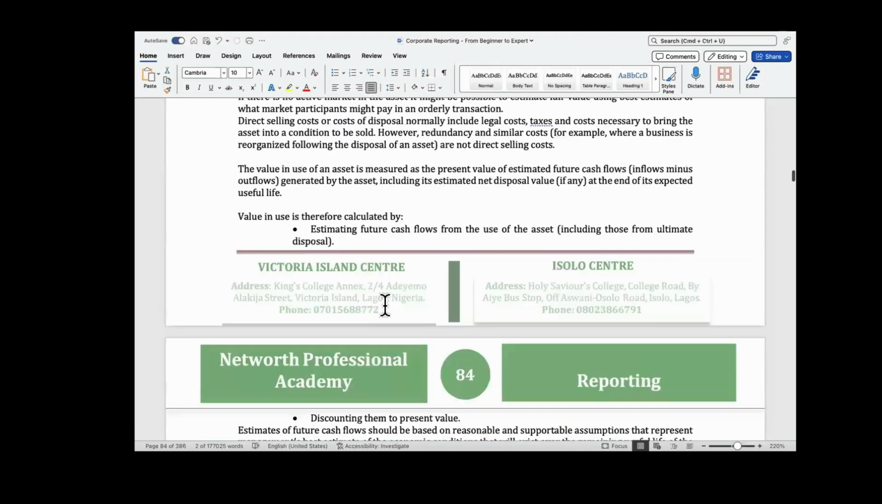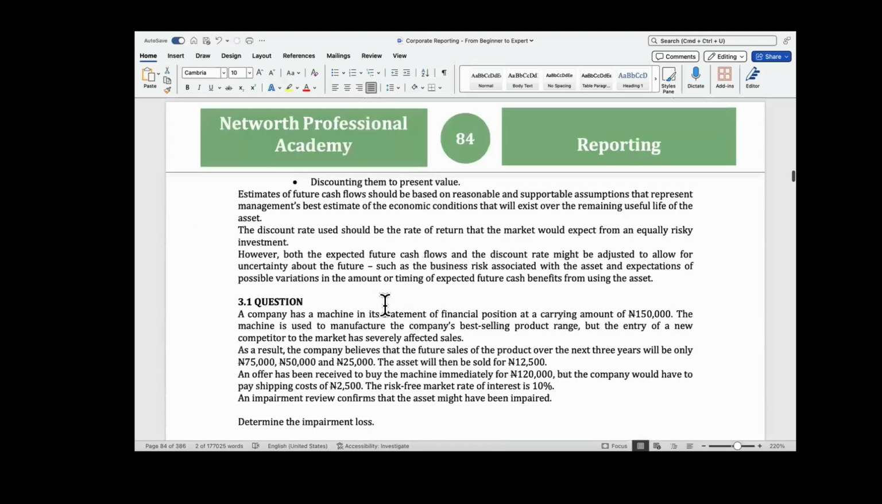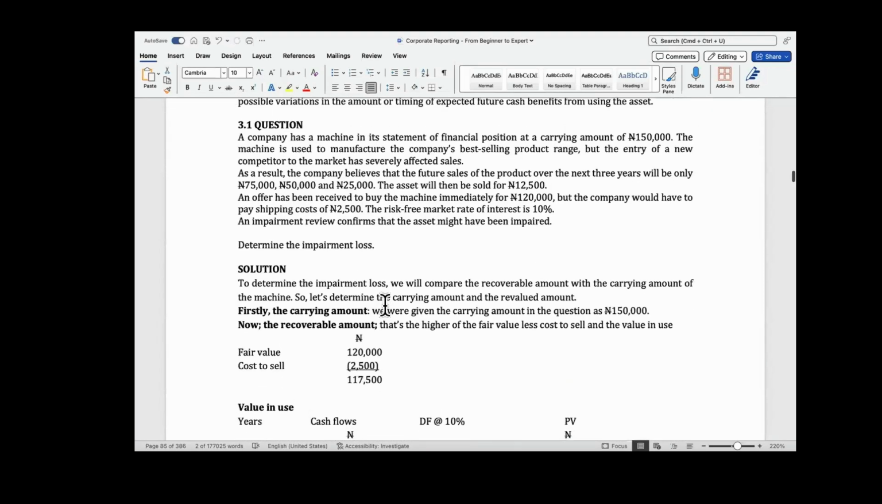So let me show you this to practicalize all I've said. There's a company that has a machine in the statement of financial position at a carrying amount of 150,000. The machine is used to manufacture the company's best-selling products range, but the entry of a new competitor to the market has severely affected sales.